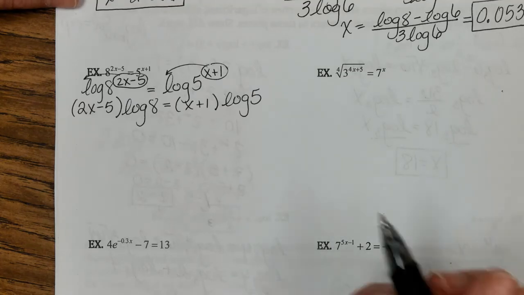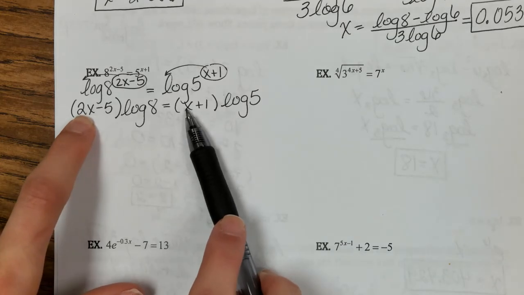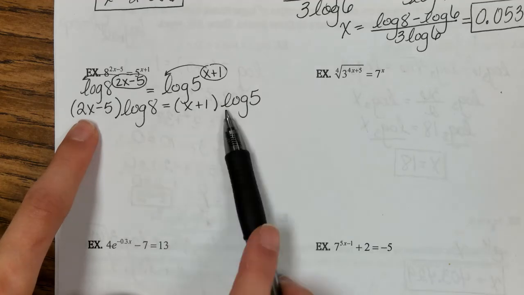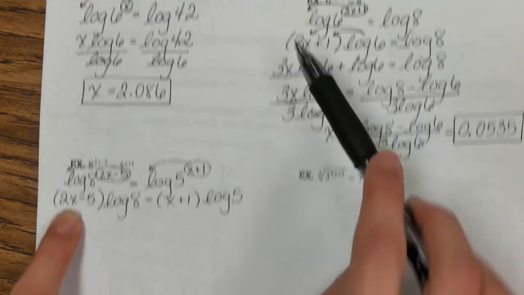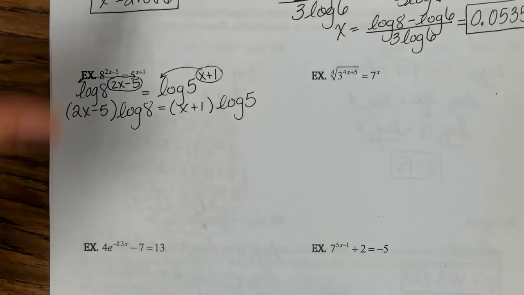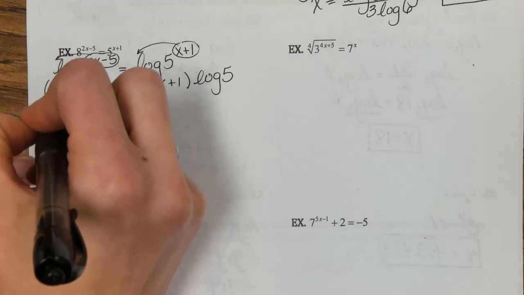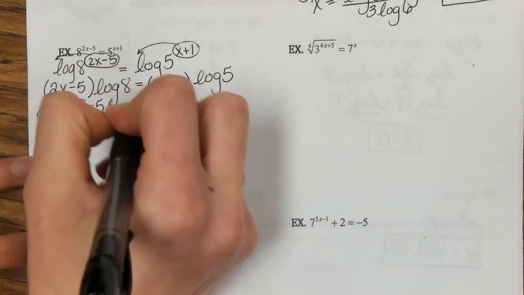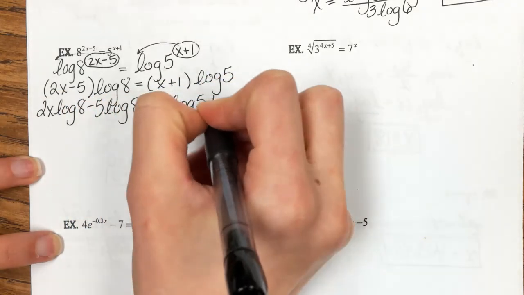Now, I got x's on both sides. This is where you have no choice but to distribute both of those. Okay, so here the difference was I only had one x. Here I have 2 of them. Okay, so that becomes 2x log of 8 minus 5 log of 8 equals x log of 5 plus log 5.